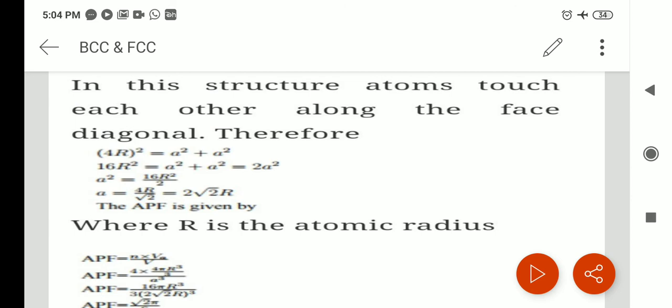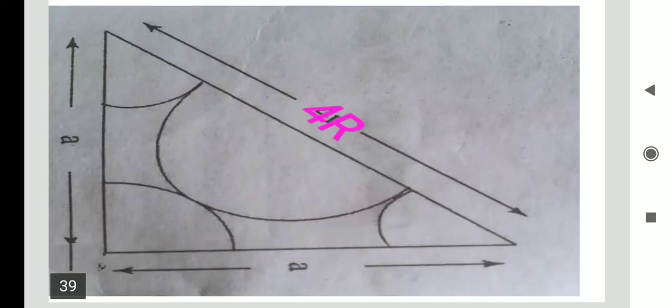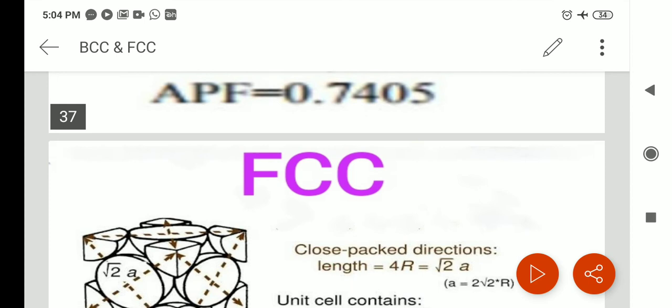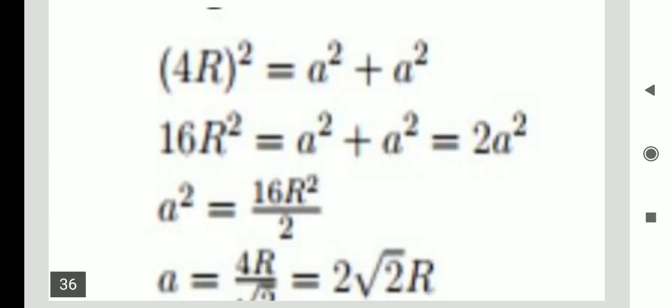Along with that, we need to consider the diagonal. What is the diagonal? See the figure. So the diagonal length is what? 4r, and the diagonal squared equals a square plus a square. So 4r whole square equal to a square plus a square. Then simplify: 16 r square equal to 2 a square, then a equal to 2 root 2 r. Therefore the APF value is how much?